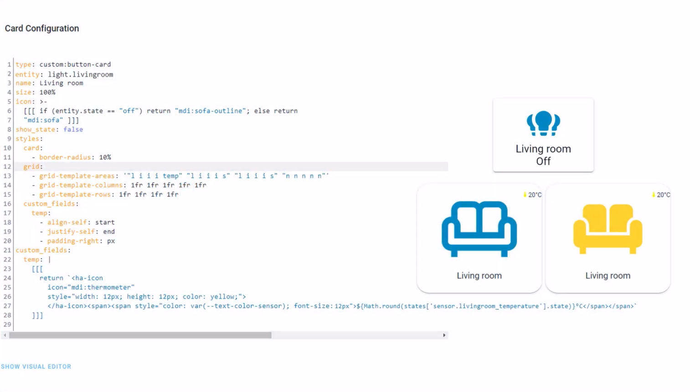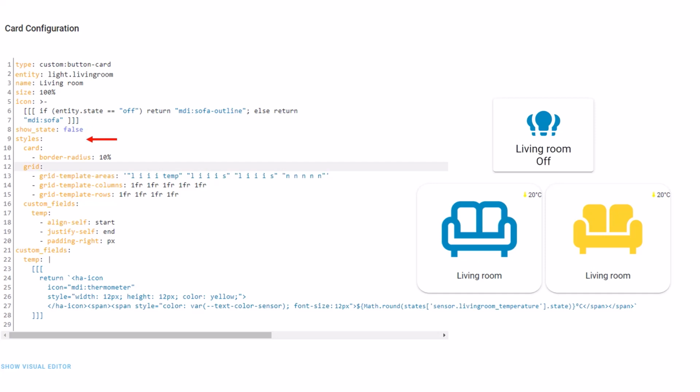For the light entity, I will change icon based on state and add a custom field, the temperature of the room, to the layout template. So to start with, set size to 100% just to ensure the size of the icon remains at 100%. And then for the icon, there's an if statement to check if the state is off, and in that case return an icon if it is, and another icon if it is not. Same principle here as with the temperature example, you can use several if statements if you want to have different icons for different states. If you don't want to show the state, set show state to false.